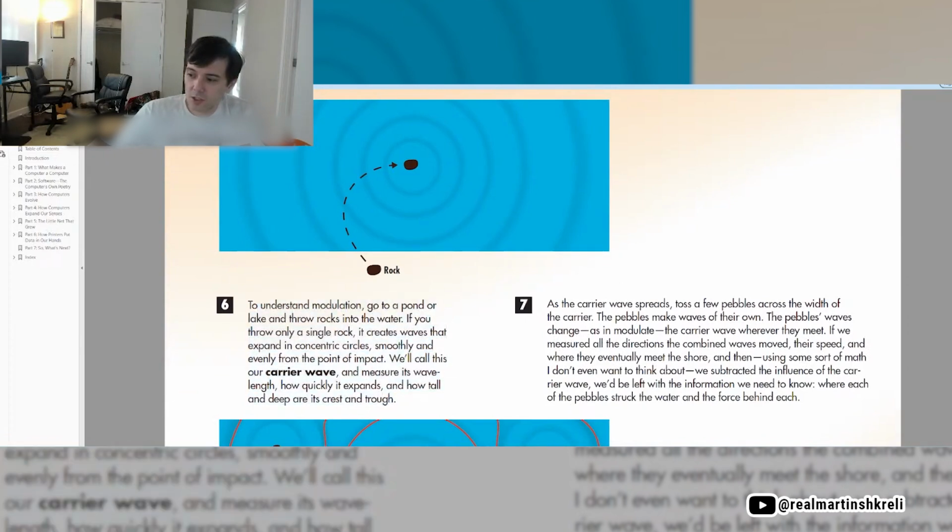To understand modulation, go to a pond or a lake and throw a rock in the water. If you throw only a single rock, it creates waves that expand in concentric circles, smoothly and evenly from the point of impact. We call this our carrier wave, and measure its wavelength, how quickly it expands, and how tall and deep its crest and trough.